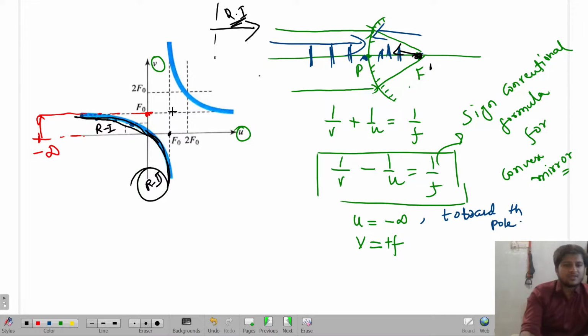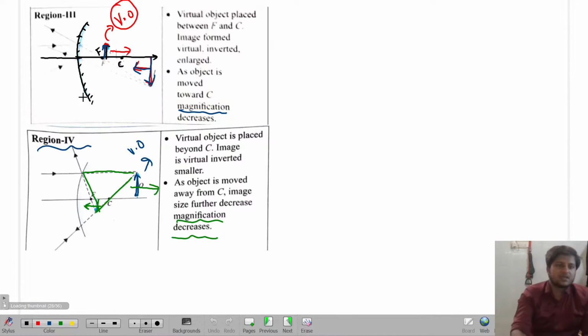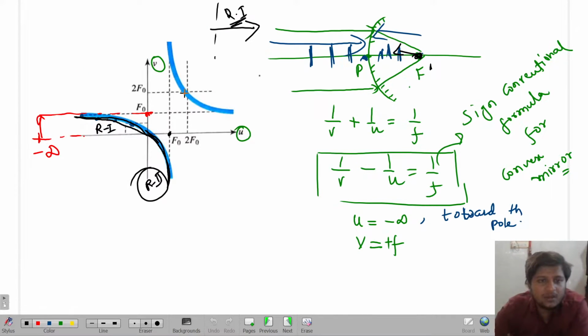Now for regions 3 and 4, you can try to think in a similar way: what is happening when the object is moved between focus and center of curvature, the image comes near the center of curvature. So if I place the virtual object at the center of curvature, the image will also be formed at the center of curvature. So this will be my midpoint.